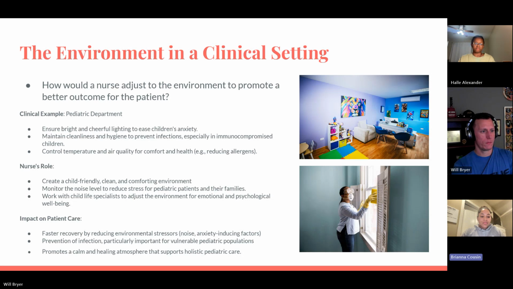The impact on patient recovery and patient care: just promoting a better environment would lead to a faster recovery by limiting those external stressors, like noise and other anxiety inducing factors. We'll also be preventing infection, which is really important for vulnerable populations, immunocompromised children, older patients, and just overall promoting a calm and healing atmosphere that supports the overall care of the patient.